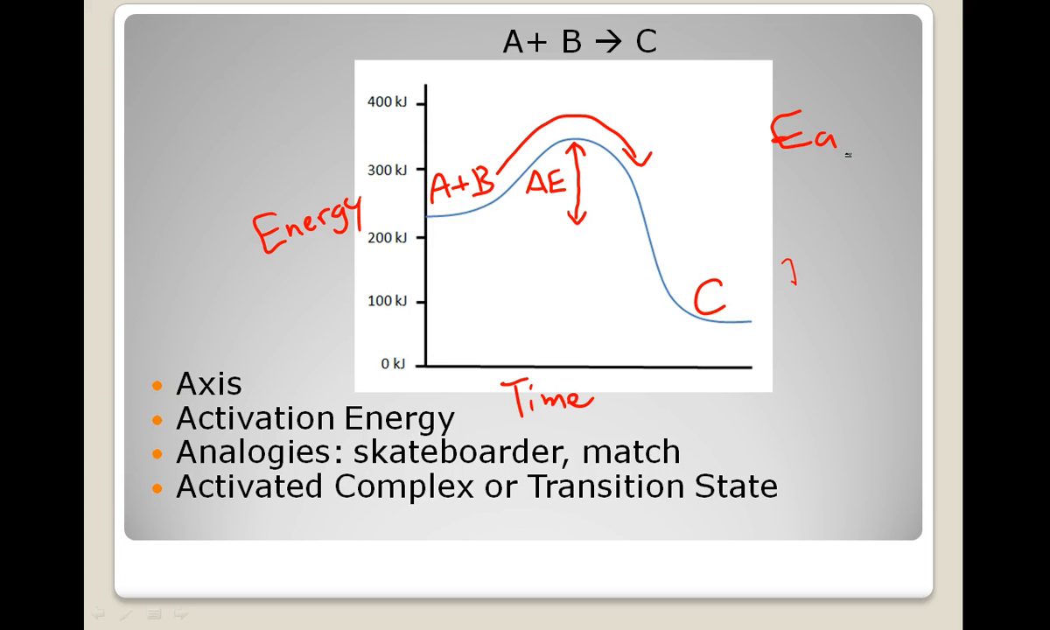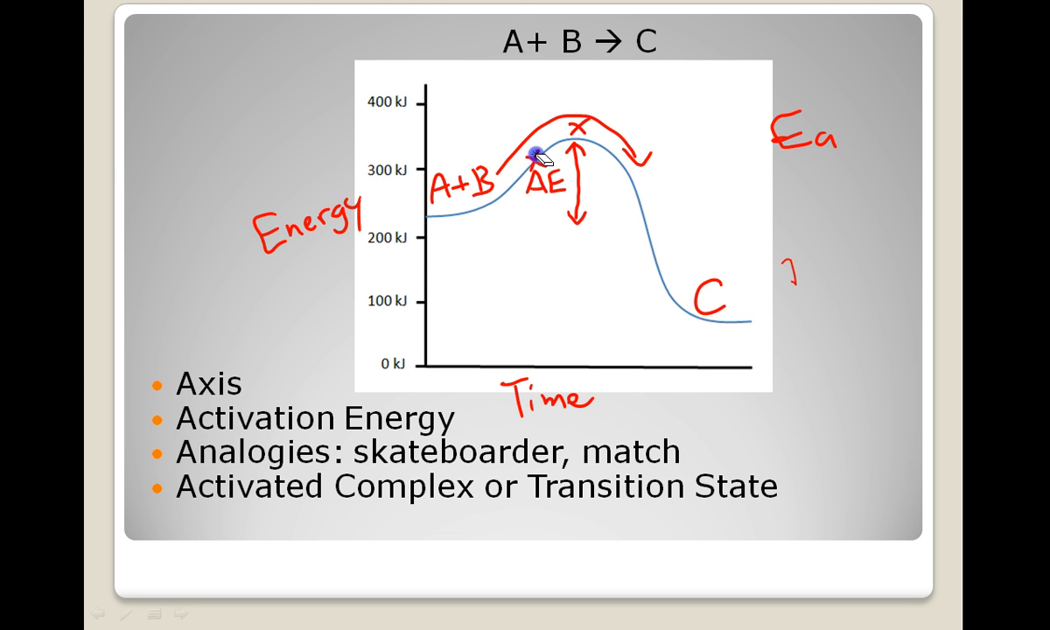One analogy might be a skateboarder. They want to roll down this hill to get to part C. What they have to do first is get to the top of the hill. If they only make it partway to the top of the hill, no reaction. They have to make it all the way to the top, and then we get a reaction. The same goes for a match. If we only partially strike a match, nothing happens. We again have to get to the top of the hill to get a reaction to occur.